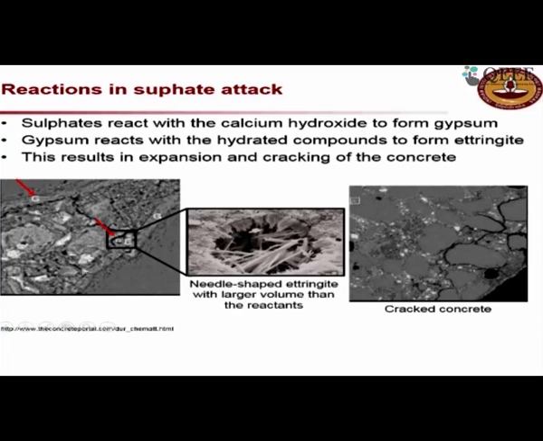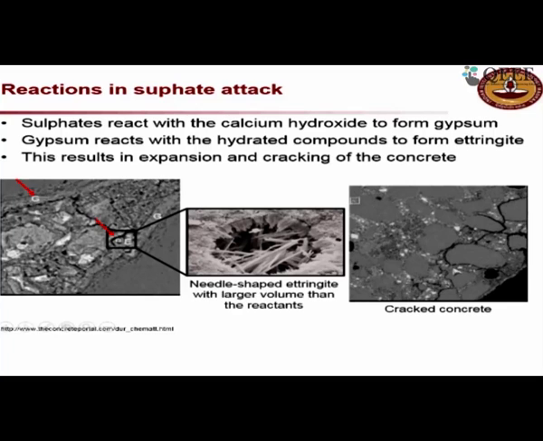This is depicted in this picture here, where you can see gypsum is available here, and somehow the ettringite is being formed. As you see in this picture, this ettringite is occupying this void space available here. And you notice that ettringite is a needle shaped structure, and this has larger volume than the reactants. So there will be a stage where this whole space will be filled up and it will start pushing around, creating an expansive force which will eventually lead to cracks like this.